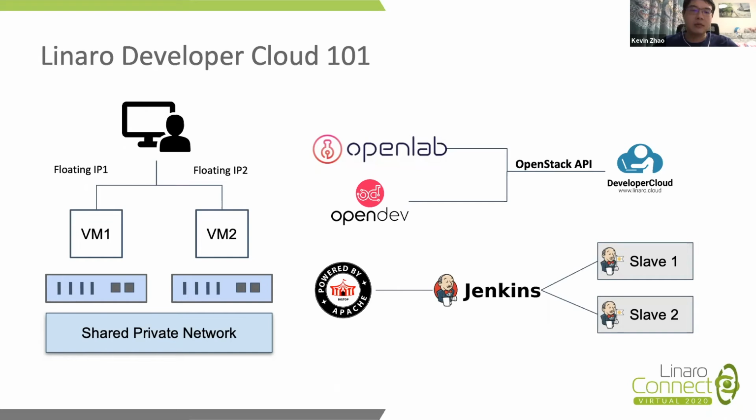Another use case is more stable. We have a collaboration with the Apache Bigtop project. They have a central Jenkins master, and the virtual machines are pre-created in LDC and serve as slaves to run the CI jobs. So the virtual machines there are more stable and dedicated to the tests.